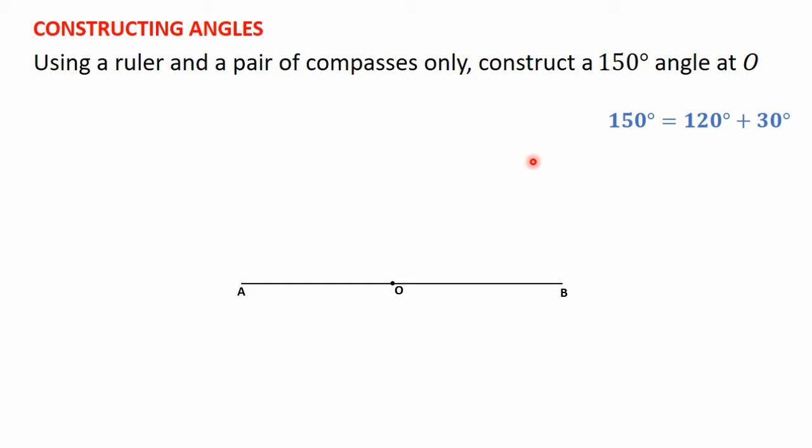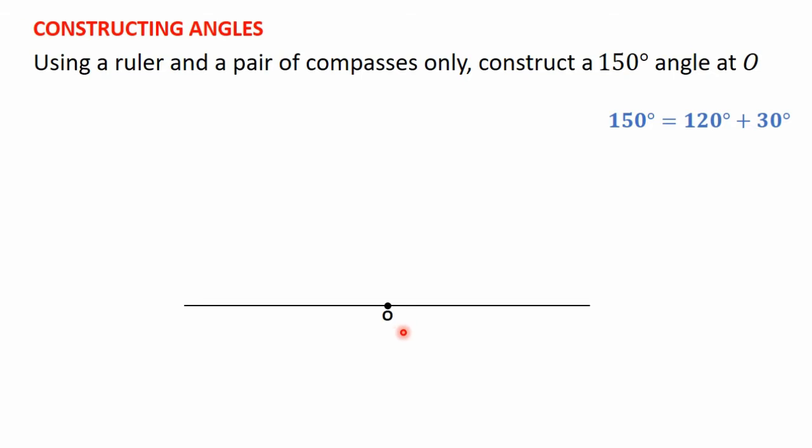To help us understand this clearly, let's consider the sketch. Let's say that this is the line and this is point O. With point O as the center, we draw this semicircle. Let's call this point point A and this point point B. Using the radius we used to draw the semicircle, we stand at point B and construct an arc here to intersect the semicircle. Let's call this point point C. Using the same radius, we stand at point A and we construct an arc to intersect the semicircle here. Let's call this one point D.